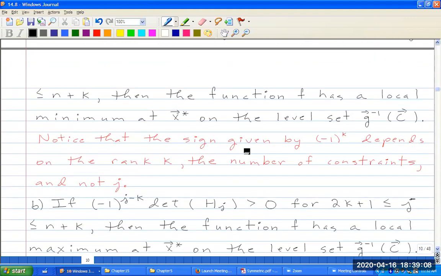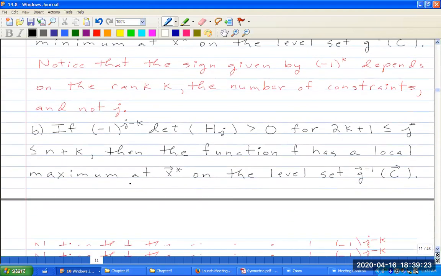So notice that the sign given by (-1)^k depends on just the rank k, the number of constraints, and it does not depend on j. Next.